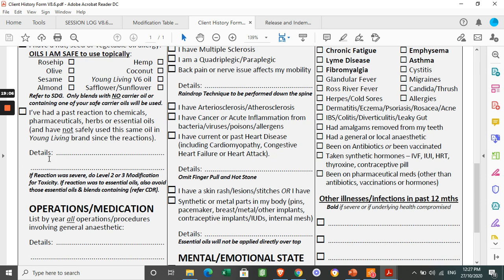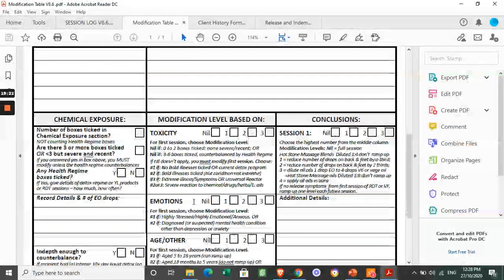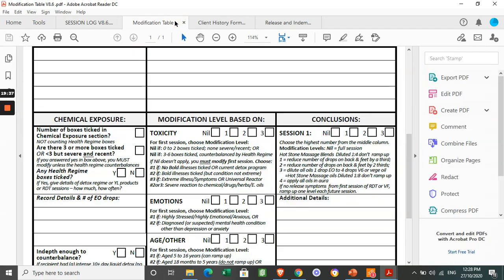So where are we going to take this information? The bold italics is telling me I've got to do something, a level 2 or 3 modification for toxicity. If I come straight over to the modification table, I want to be looking for the word toxicity. It's telling me to do something here, and here is the word toxicity. So straight away, if that client history form question has been ticked and I'm getting the details, I'm going to be ticking level 2, which happens just here where the number level 2 is.